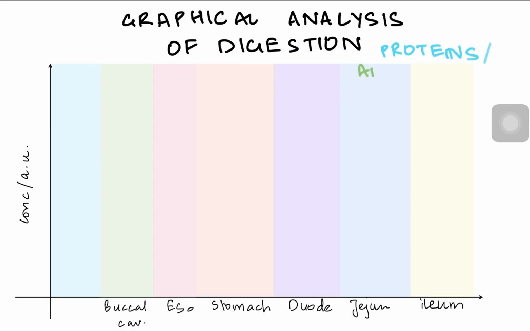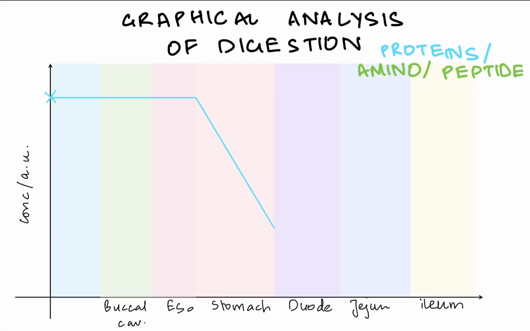Now, if we consider proteins and amino acids, we are going to have a differently shaped graph. When somebody eats a diet rich in protein, proteins are not digested up until the stomach. And in stomach, they are broken down and peptides are produced. Even in duodenum, they are not digested, so the graph remains horizontal, but in jejunum, they are digested again.